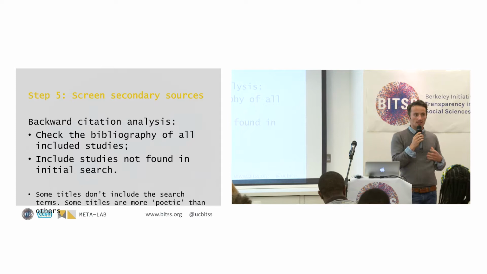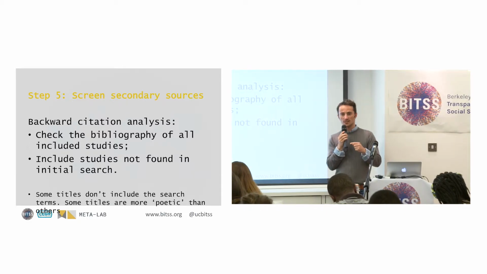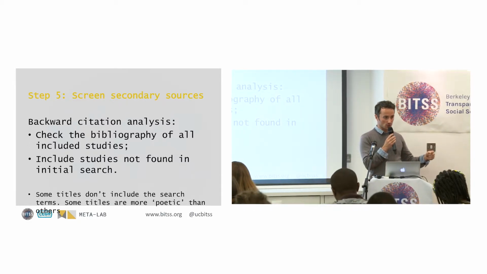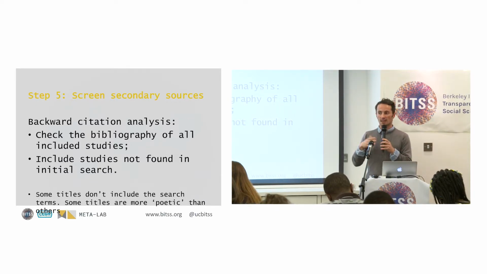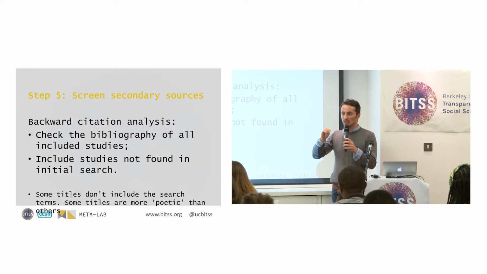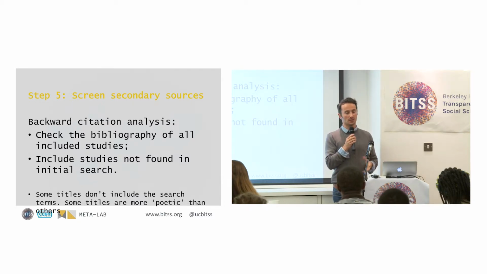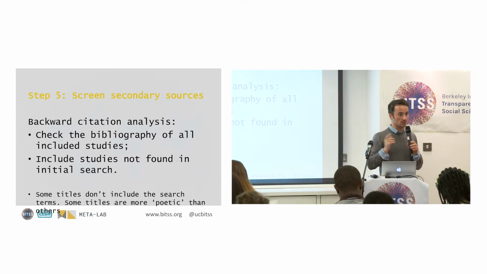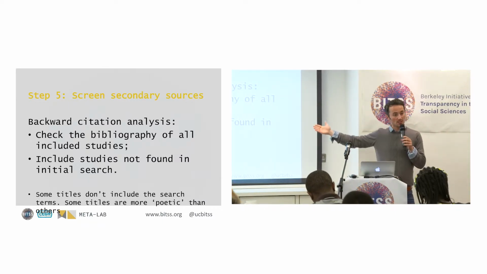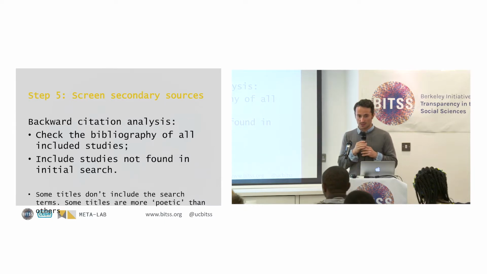Step number 5 is screen secondary sources. So secondary sources are relevant sources that you didn't find with your bibliographical search. And it's very important to do that, because it could be that some studies relevant to your own work did not use, for example, in the title, the keyword that you were looking for. And this is why I'm really against what I call poetic titles. I think, and I'll get back to that later, a title should be extremely informative. I'll give you an example of an informative title later on. So you need to be aware that by using just the bibliographical search, you're going to miss an important number of relevant studies.